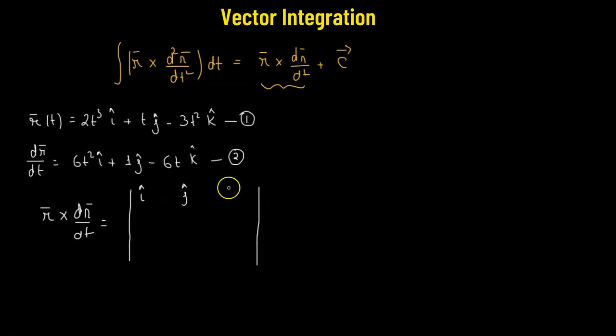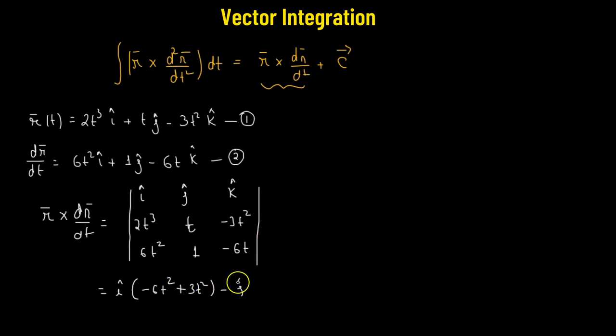In the first row, we have i cap, j cap, k cap. In the second row, we'll have the components of vector r, so that will be 2t cubed, t, and negative 3t squared. And in the third row, we'll have the components of dr over dt, so that's 6t squared, 1 and negative 6t. Now we will expand it about the first row. So we'll have i cap multiplied by t times negative 6t, so that's negative 6t squared, minus 1 times negative 3t squared, so we'll have positive 3t squared. Minus j cap times 2t cubed times negative 6t, so that's negative 12t to the power of 4, minus 6t squared times negative 3t squared, so that's 18t to the power of 4, and we'll make it positive 18t to the power of 4. Plus k cap multiplied by 2t cubed times 1, so that's 2t cubed, minus 6t squared times t, so that's 6t cubed. So let's simplify this.